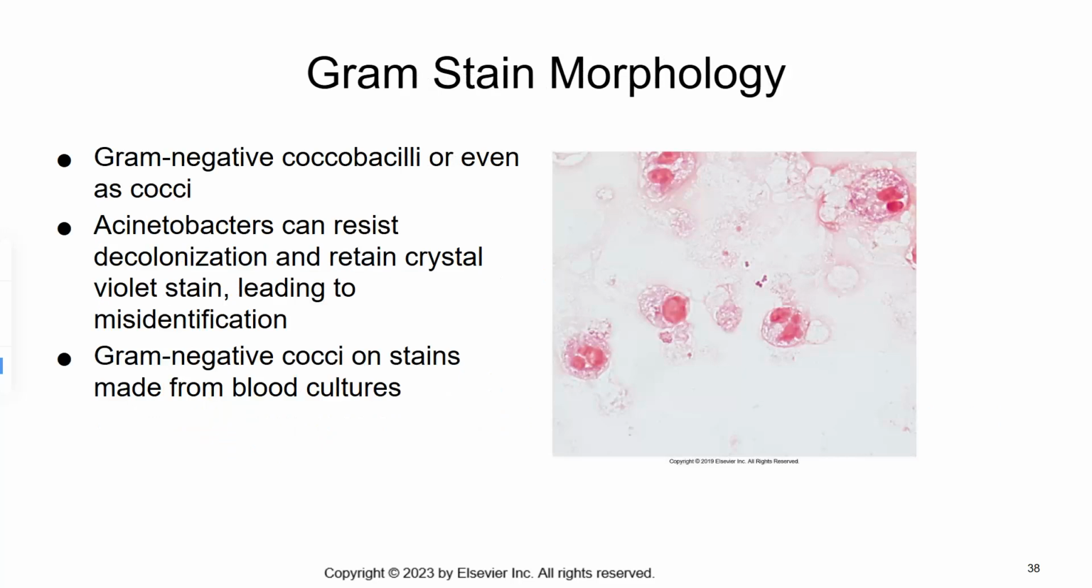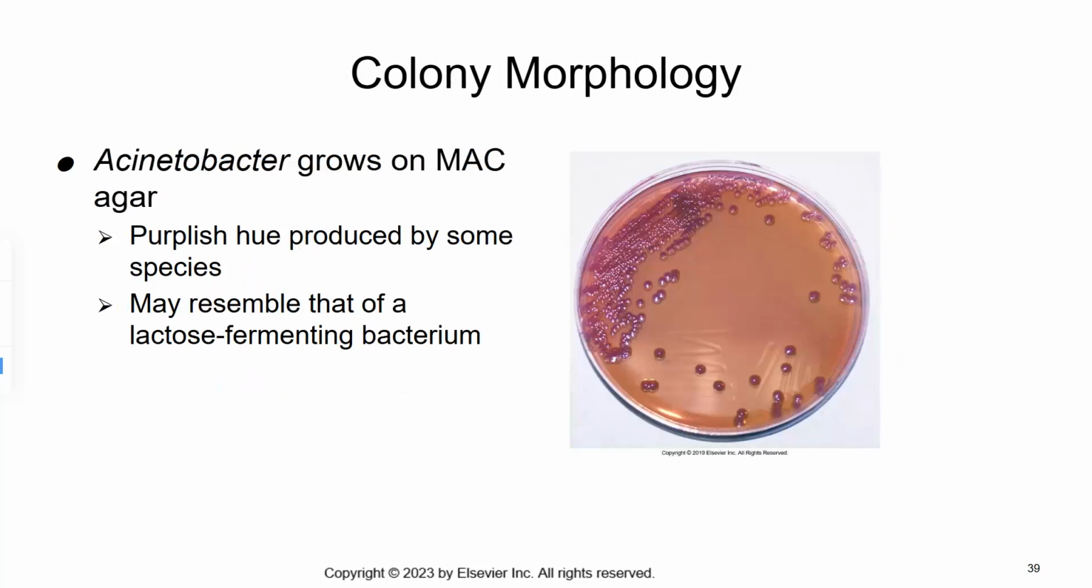Gram stain morphology. These are gram-negative coccobacilli. Sometimes they're seen as cocci. Acinetobacters can resist decolorization and retain crystal violet, leading to misidentification as gram-negative cocci in stains made from blood cultures. It grows on MacConkey agar and it produces this purplish hue.